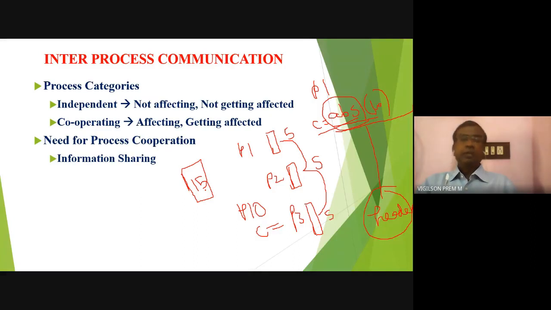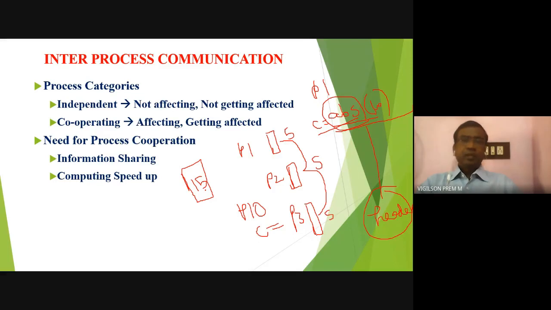So memory utilization will be high. Each 5 MB will be shared by all the other processes. P1 will share with P2, P3 up to P10. P5 will be sharing with P1 to P4 and P6 to P10. One important advantage is information sharing. Another important advantage is computing speedup.